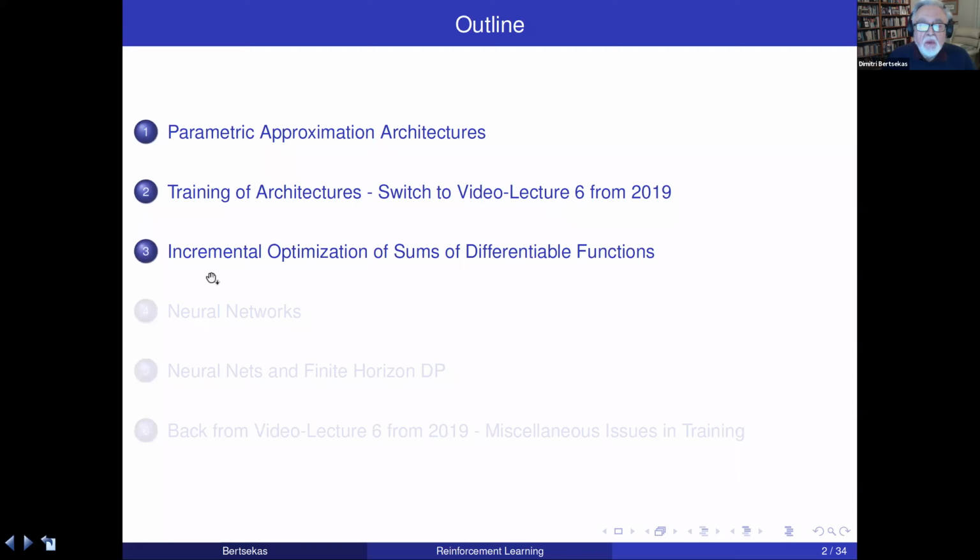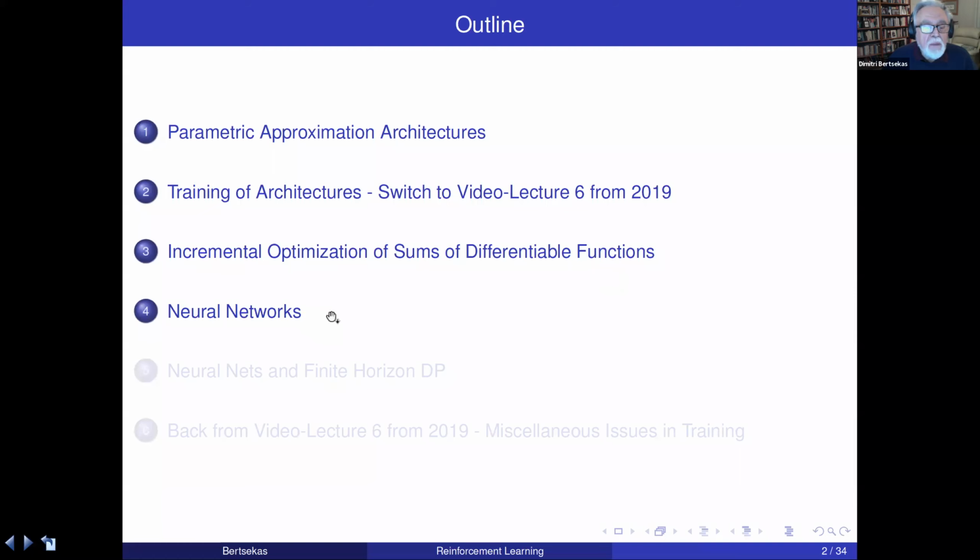So we're going to look at training by incremental optimization. And we're going to view this in the context of the general problem of optimization of sums of differentiable functions. These differentiable functions are going to come from the training data, and there will be error terms involving the architecture and the training data.